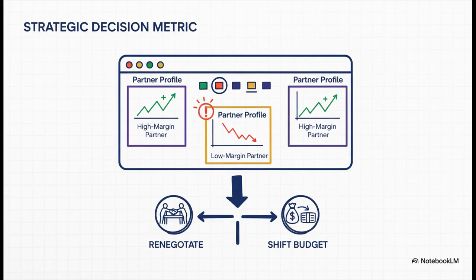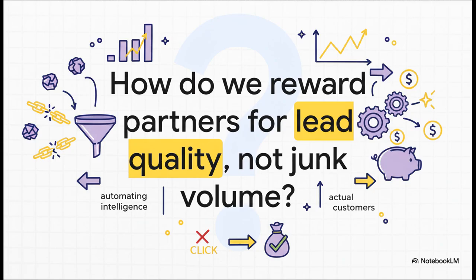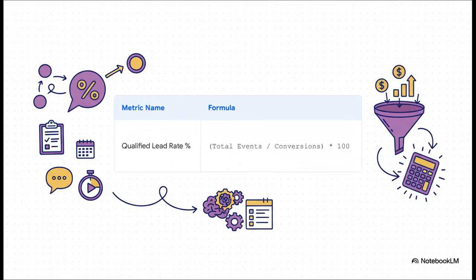For our last use case, we're going to tackle lead quality. How do you stop paying for a bunch of low-quality traffic and start rewarding partners for delivering leads that are actually going to turn into paying customers? You can do this by creating a metric called qualified lead rate percent. This metric tracks those valuable secondary actions, which we call events. We're talking about things like a completed sign-up form, a demo request, or someone starting a free trial. The formula is easy. You just divide the number of those valuable events by the total number of initial conversions.